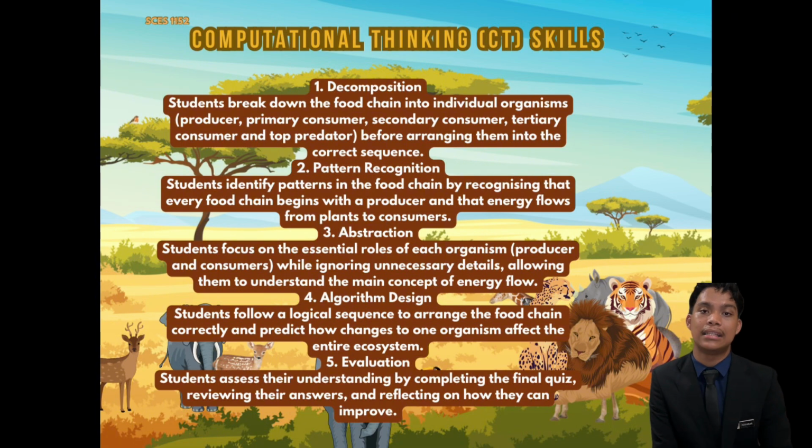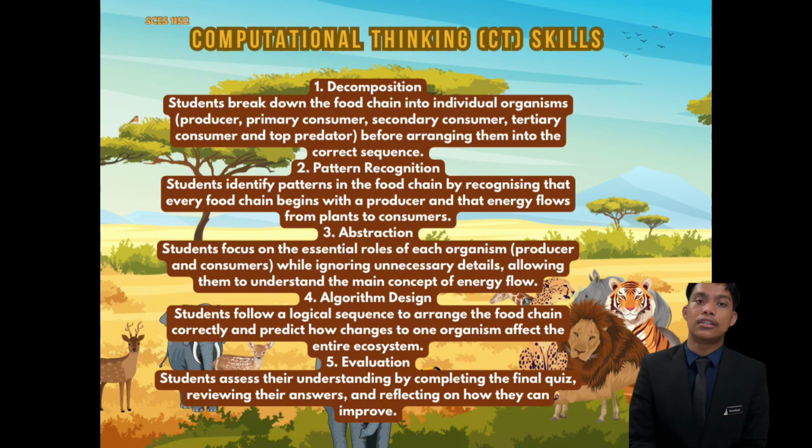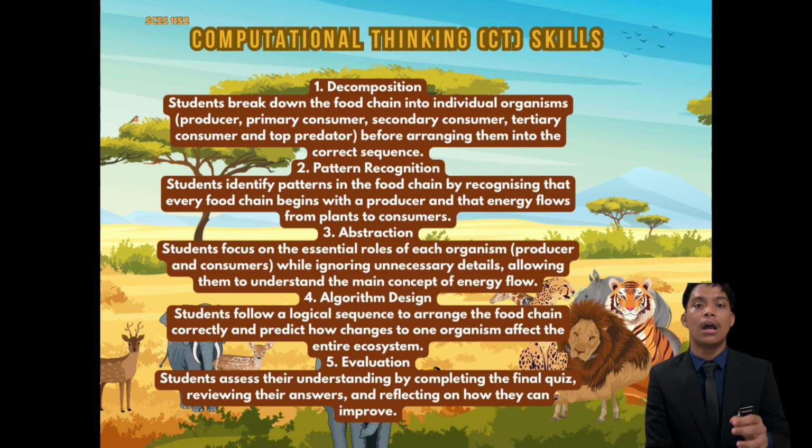The fourth CT skill is algorithm design. Algorithm design is the process of developing a logical sequence of steps to solve a problem. In mission 1, students must arrange organisms following the correct order of energy transfer. The sequence always begins with the sun, followed by the producer, primary consumer, secondary consumer, and tertiary consumer. If the sequence is incorrect, the food chain cannot function properly. Throughout this activity, students understand the scientific process followed by logical and systematic order, similar to how computer programs execute instructions step by step. The final CT skill is evaluation.